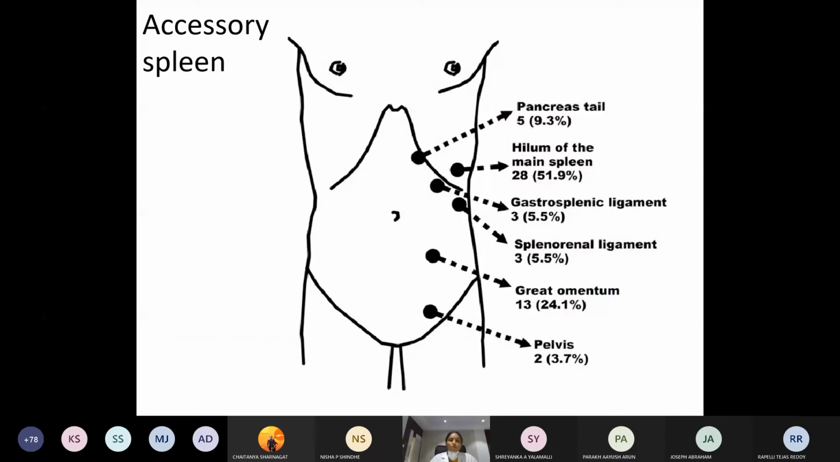Now, what are the accessory positions of the spleen? If you remember this, good. Try to remember. The accessory spleen may remain in the hilum of the main spleen, in the tail of the pancreas, in the gastrosplenic ligament, splenorenal ligament, greater omentum, or even in the pelvis. Clear? These are the positions of the accessory spleen.